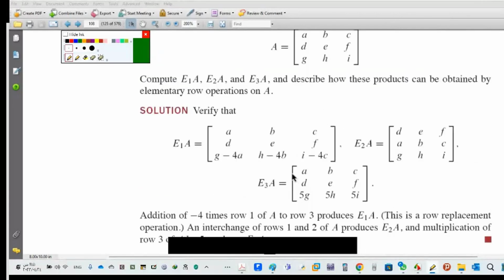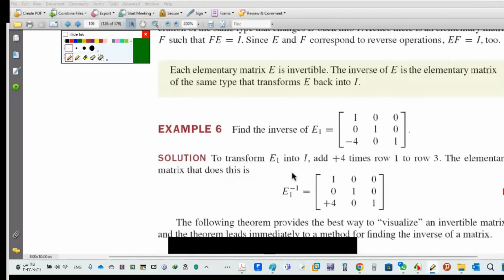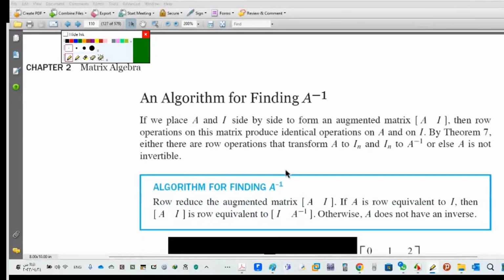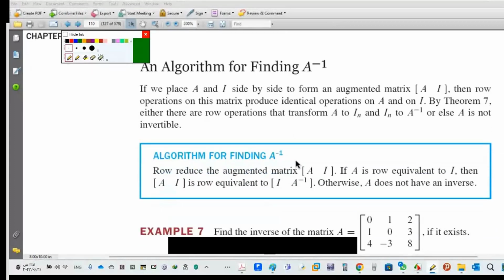Now, how can we do this? Skip this and let's go to this. The algorithm to find A minus 1. Excuse me, all with me.